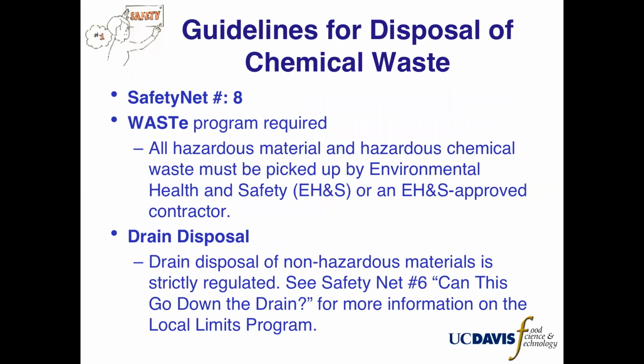Guidelines for disposal of chemical waste can be found in Safety Net 8. Another of the online safety tools is the Waste Program. This tool creates a hazardous waste label and sets a timer on the waste for when it needs to be picked up. All hazardous material and hazardous chemical waste must be picked up by Environmental Health and Safety, EH&S, or an EH&S approved contractor. Not many chemicals can go down the drain, and drain disposal of non-hazardous chemicals is strictly regulated. More information can be found in Safety Net 6.